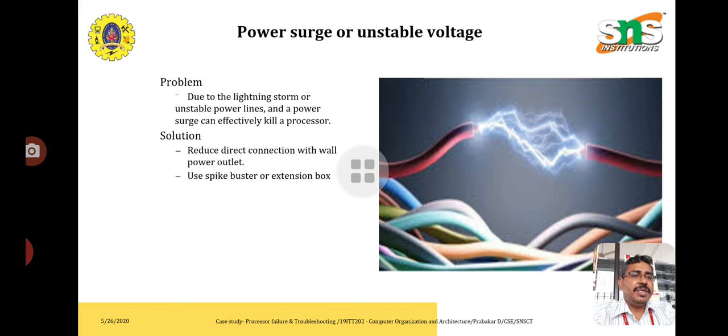The next important one is power surge or unstable voltage. Due to lightning, or power problems, or unavoidable power surges, the system may go to a dead condition. To reduce this, we can avoid direct connection to the wall power outlet. We can better use a spike buster or extension boxes. Then only can we save our processor from unstable voltage or power surges.